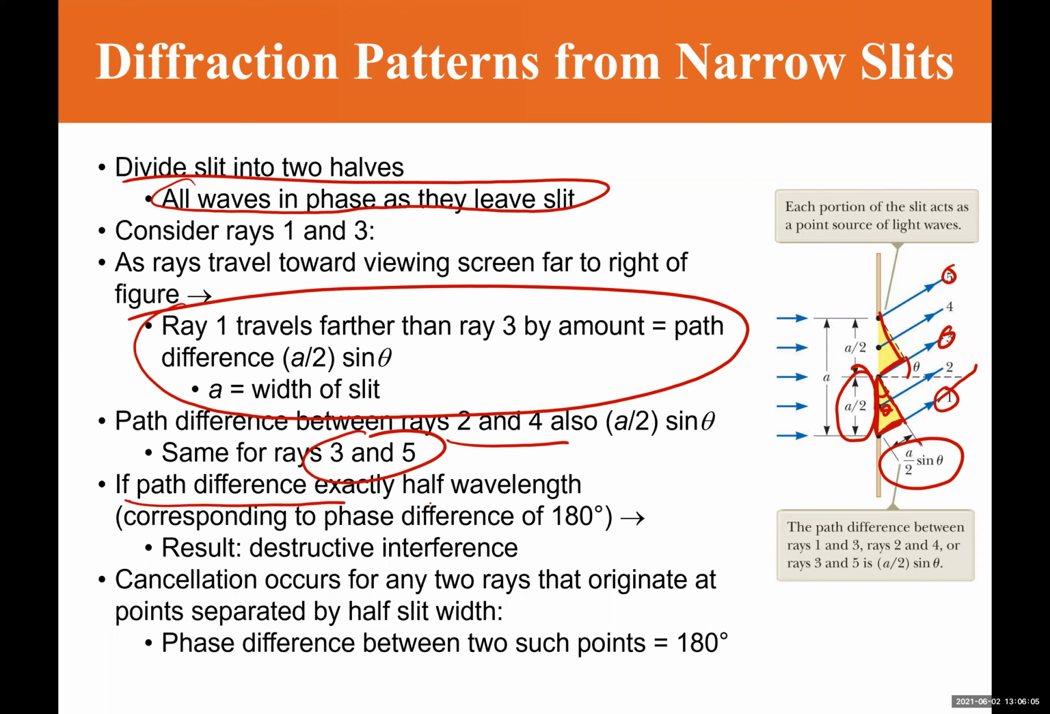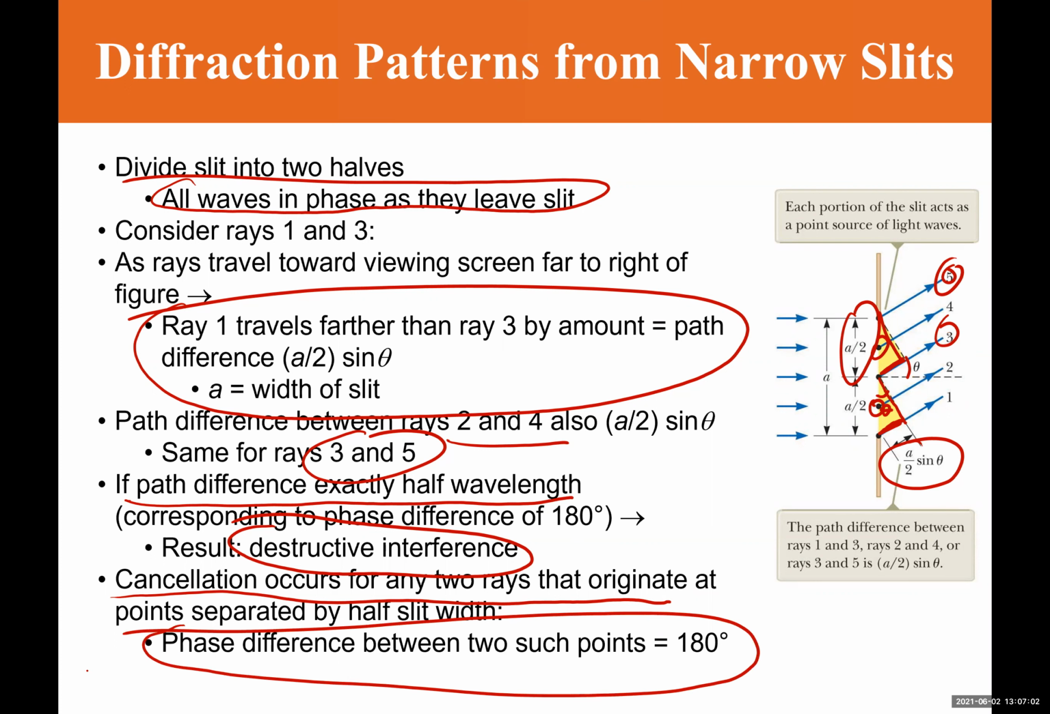Now, if the path length difference is exactly half a wavelength, then on the screen we will see a dark fringe. That means there will be destructive interference if they are exactly half a wavelength apart. Cancellation occurs for any two rays that originate at points separated by half a slit width. And right now you can see they're separated by exactly half a slit: 1 and 3, 3 and 5, and also 2 and 4. If they are separated by half a slit, then you will see destructive interference, and the phase difference between such points is 180 degrees.